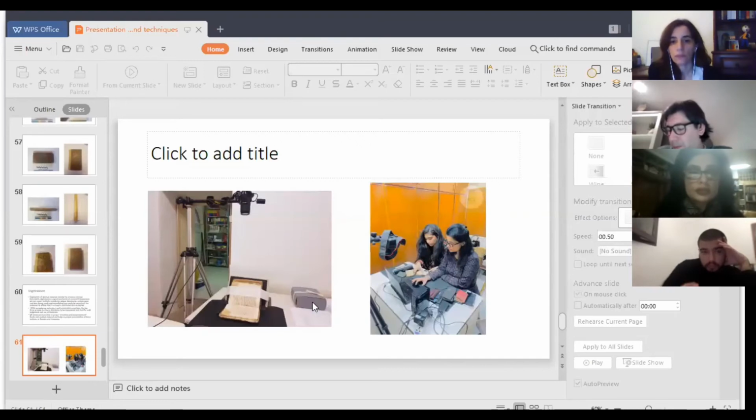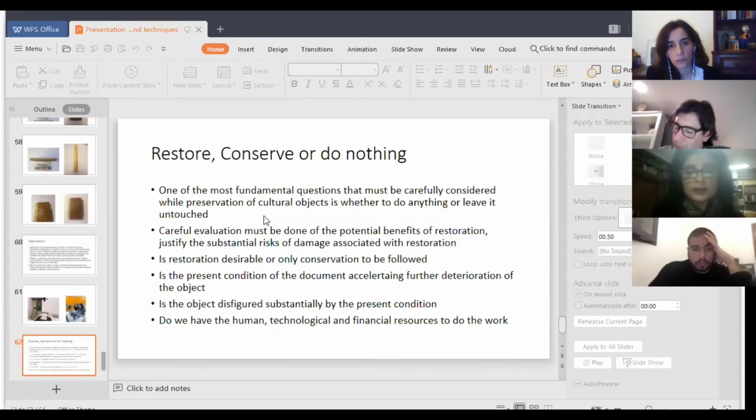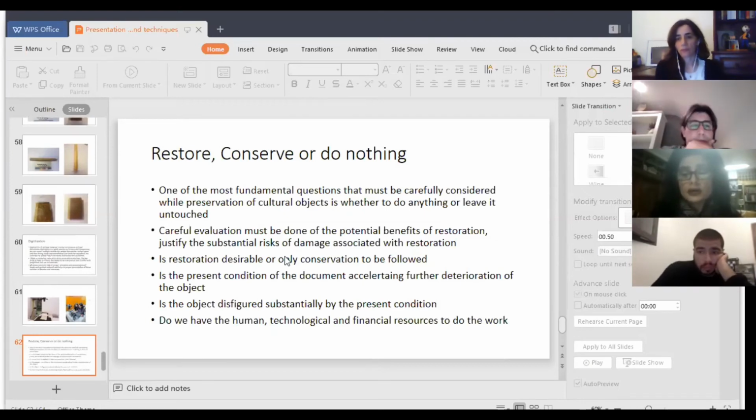And of course, this is how we digitize with the help of cameras. And then there are high-level scanners these days, which allow digitizing. Of course, the restorer or the conservator has to decide what they want to do.